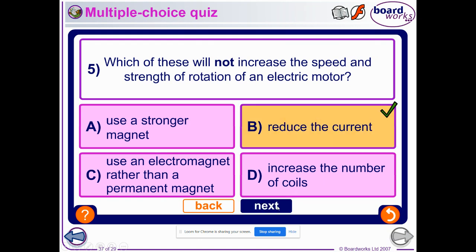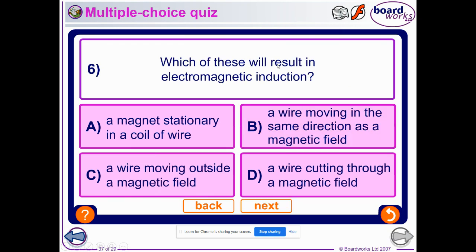Next one, which of these will result in an electromagnetic induction? If I want to have electromagnetic induction, it means I want to induce current. So I need a movement. A wire must move and it cannot move in the same direction. It must be cutting through a magnetic field.